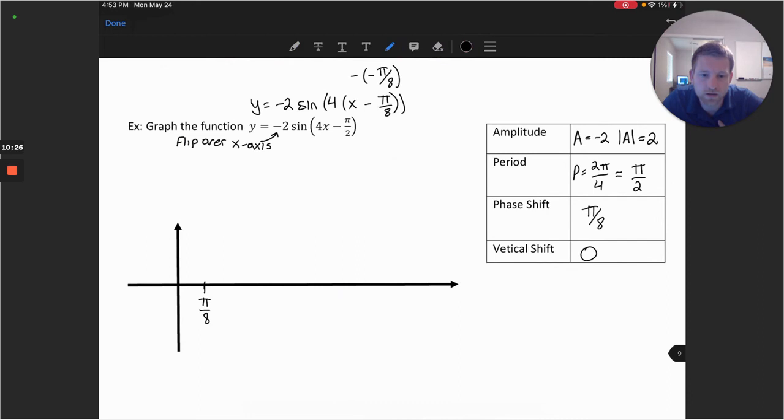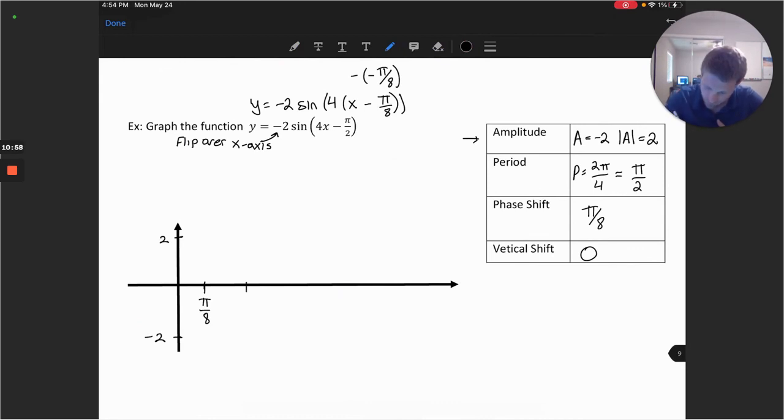So let's consider now working with amplitude, period, and phase shift. We already have the phase shift marked. We can take a look at our amplitude here. It's going to be at 2 and -2. Next thing we want to consider is the period. So I'm going to be doing a full cycle in pi halves units. So let's mark off pi halves units away from our starting point.